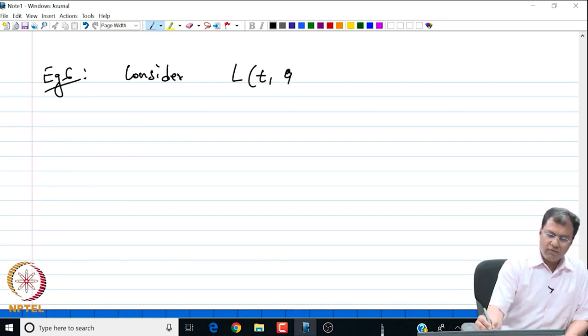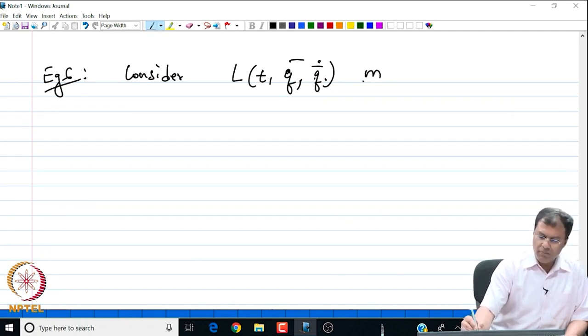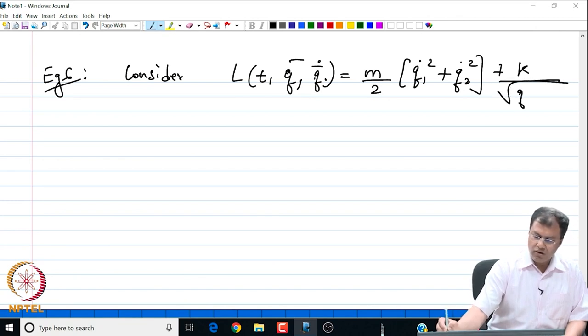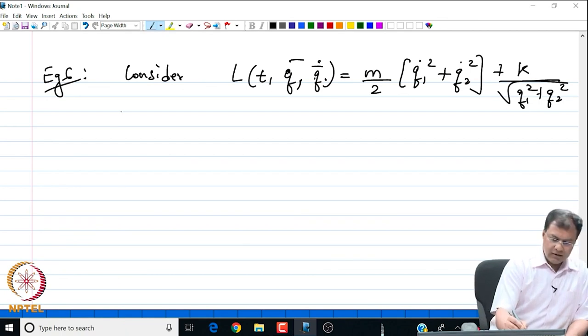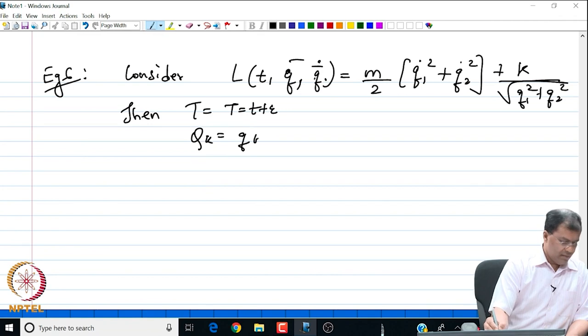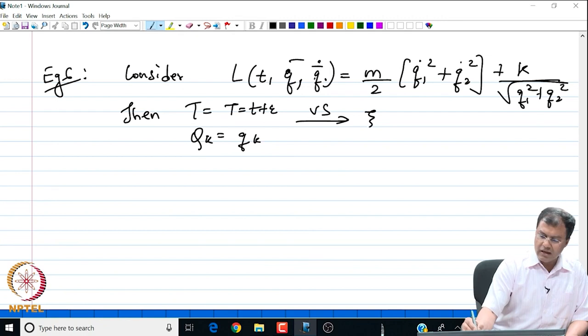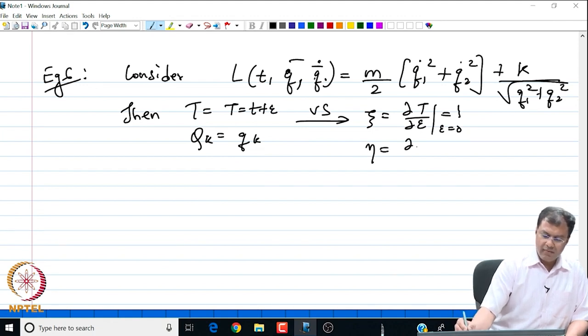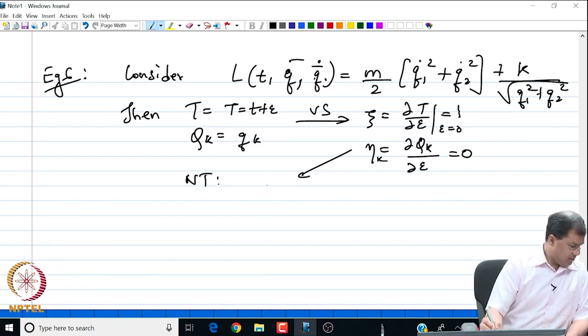Consider our Lagrangian of the form L(t, q bar, q bar dot). I am taking a vector here, this is a 2D problem. So this is m/2 times (q1 dot squared plus q2 dot squared) plus k divided by the square root of q1 squared plus q2 squared. Then we can see that if I take the transformation t equal to t plus epsilon and q_k equal to q_k, this is certainly a variational symmetry, because in this case my xi, the derivative of t with respect to epsilon at epsilon equal to 0, is 1, and my eta_k is ∂q_k/∂epsilon, which is equal to 0. So Noether's theorem says that I am going to get the conservation law H equal to a constant.